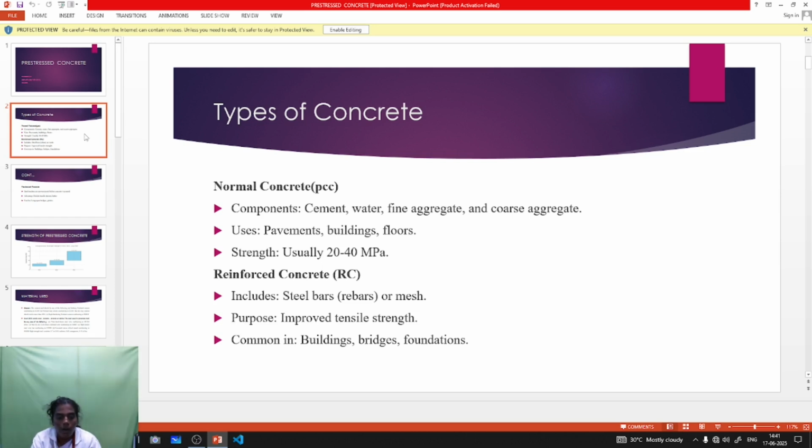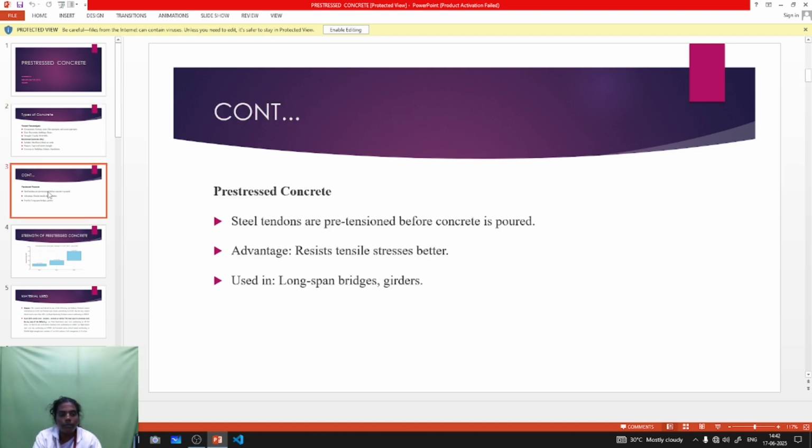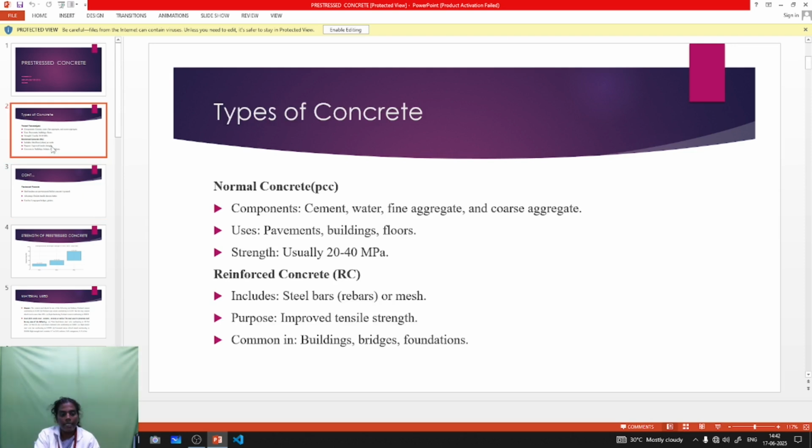Then RCC concrete. RCC means steel is reinforced in the concrete structure. RCC is normally used for all construction, for the purpose of apartment buildings, with a maximum compressive strength of 40 MPa. Continuing with the three types: this is the normal PCC, RCC and prestressed concrete.